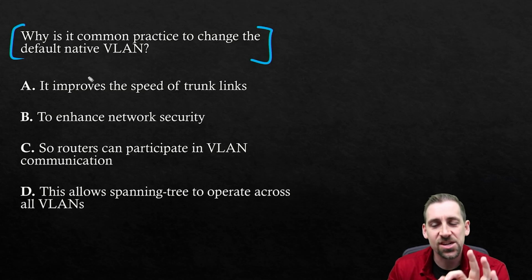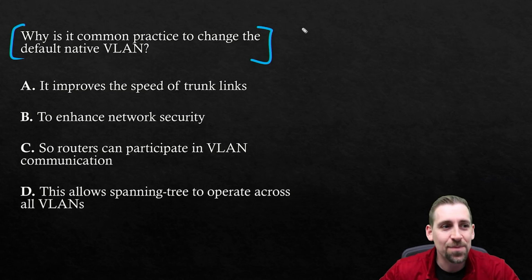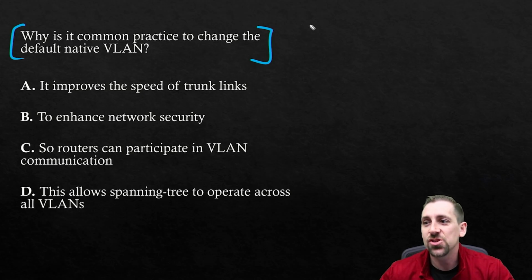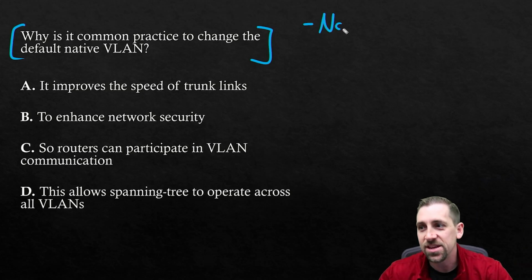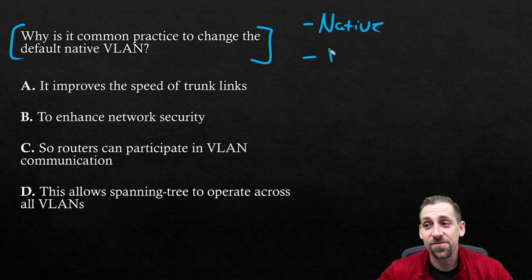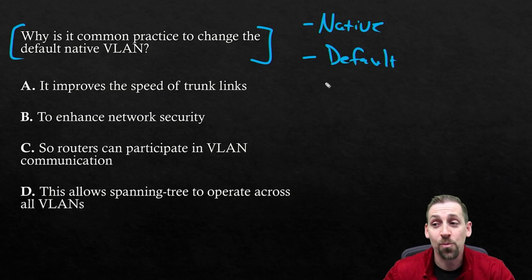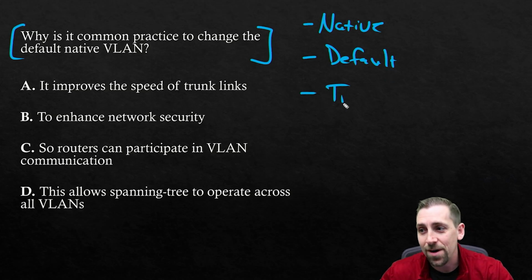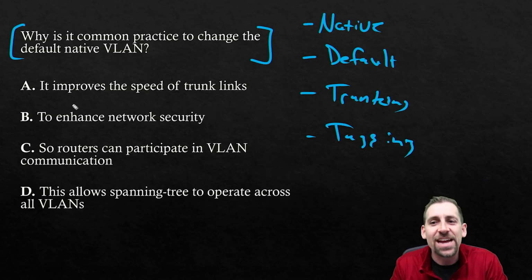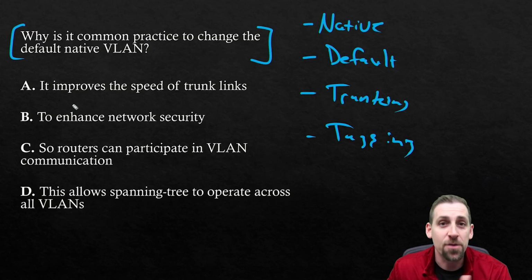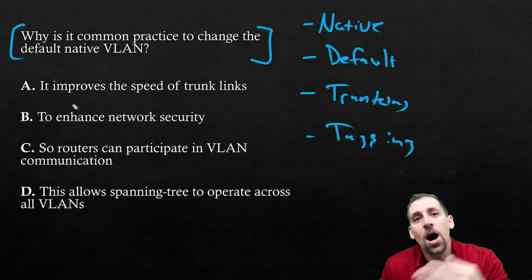The reason it's such a good question is it actually encompasses a ton of topics. So you need to know what the default native VLAN is, obviously. You need to know what the native VLAN is, right? You need to know what the default behavior of ports are, what the default VLAN is for ports on your switches. You need to know about trunking. You need to know about tagging. So why do we need to change the default native VLAN from its default to something other than the default?